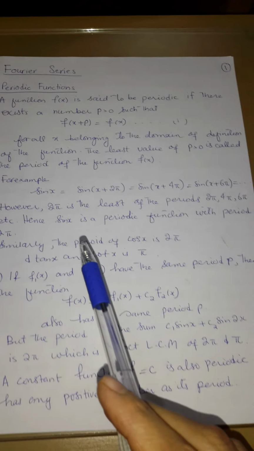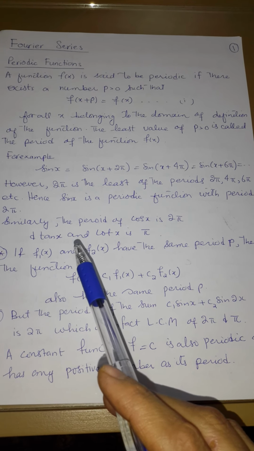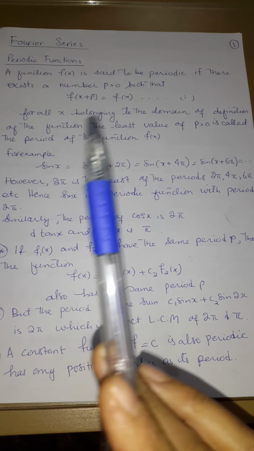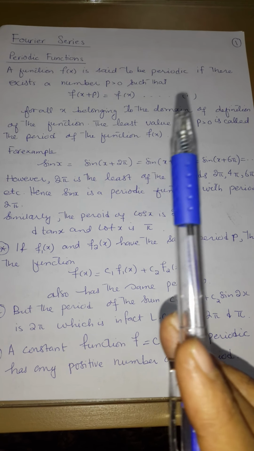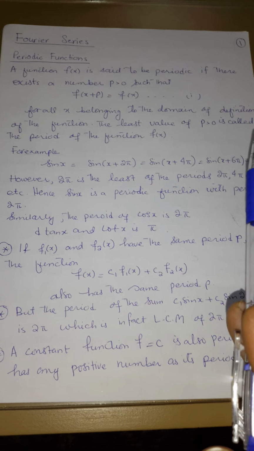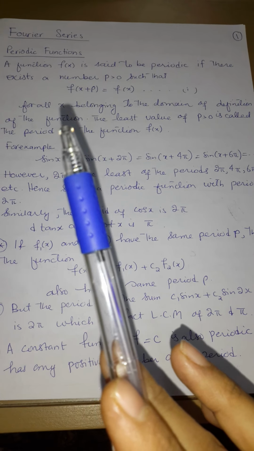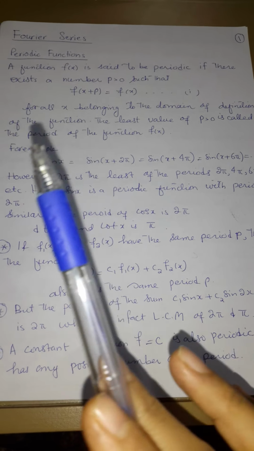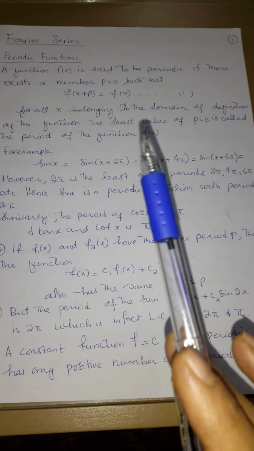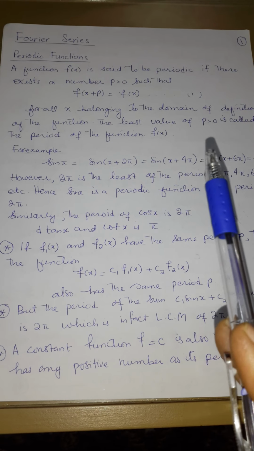In Fourier series, we will first define a periodic function. A function f of x is said to be periodic if there exists a number p greater than 0 such that f of x plus p is equal to f of x for all x belonging to the domain of the definition. That means if we add p to x within the domain of the function, then the function value remains the same throughout the domain. The least value of p greater than 0 is called the period of the function f of x.